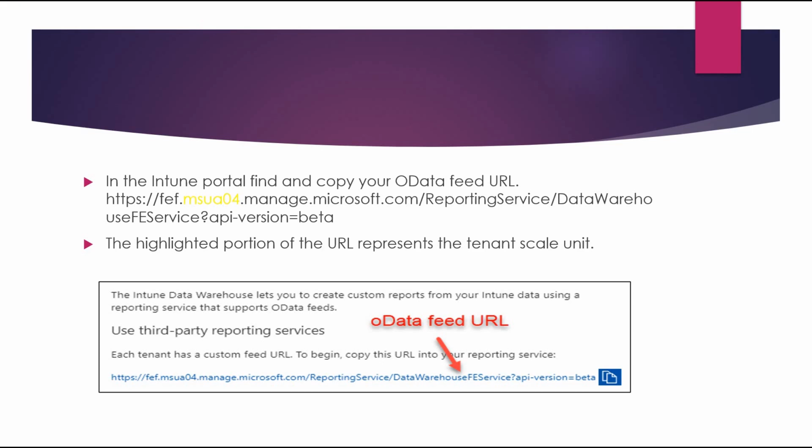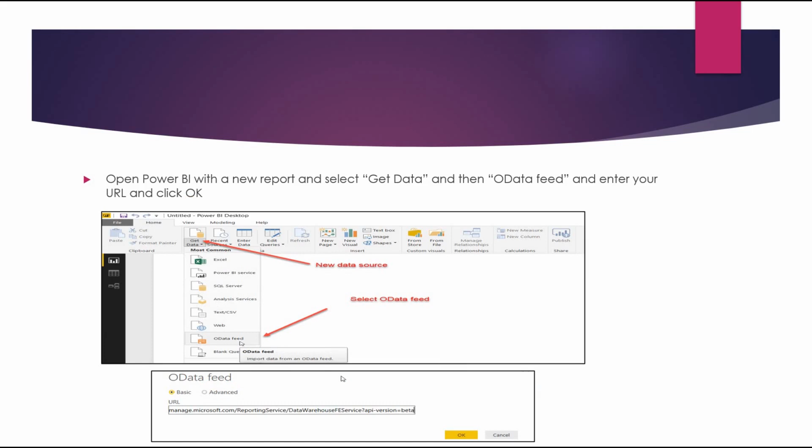So over here it says Intune portal. We can go to the Intune portal, and then we can grab hold of our Intune data warehouse URL. It looks something like this, wherein this MSU is our scale unit, which signifies where exactly our tenant is residing. We just need to copy this and provide it to our Power BI application.